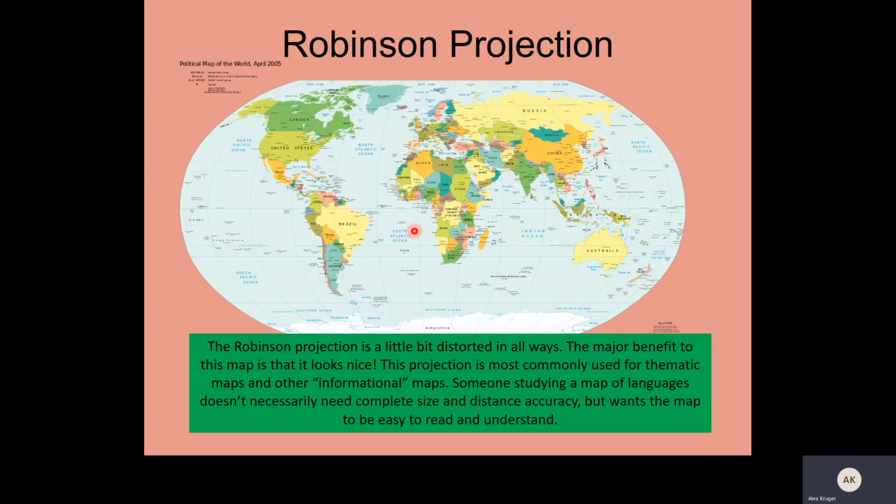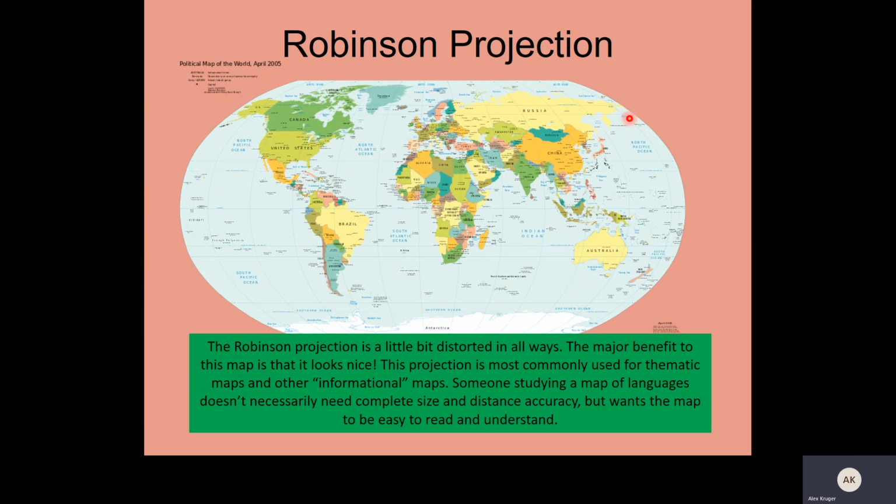The Robinson projection is a little bit distorted in all ways. So the con for the Robinson projection is that it's not perfect, but the pro is that it looks really nice. It kind of compromises between losing size and shape and direction in the best way possible. It's most commonly used for informational maps. If you were looking up languages, you don't necessarily need complete size and distance accuracy, but you want one that's easy to read and understand. So you would use the Robinson projection. It's a very common one.